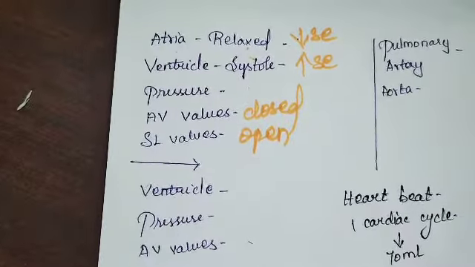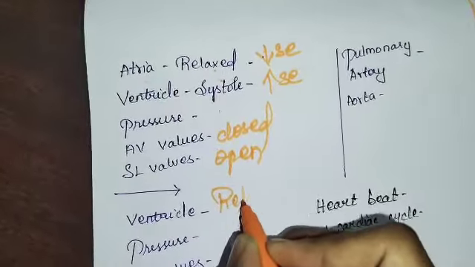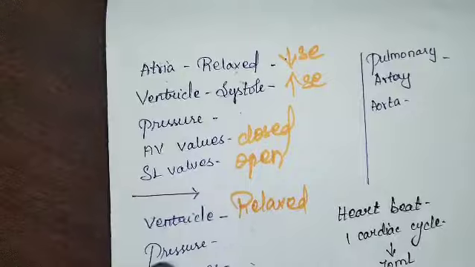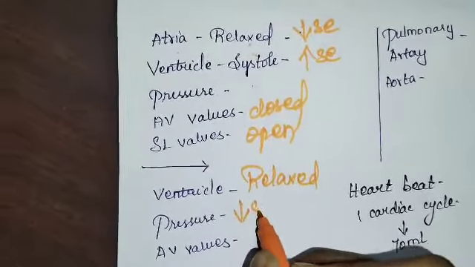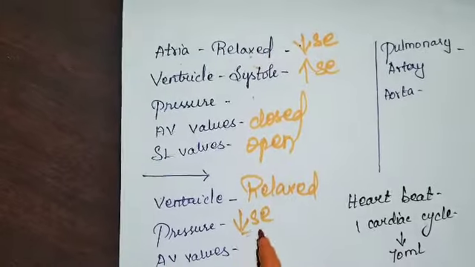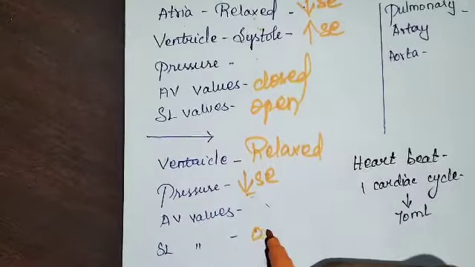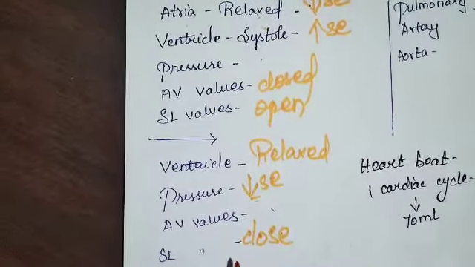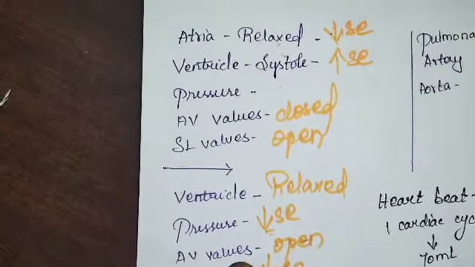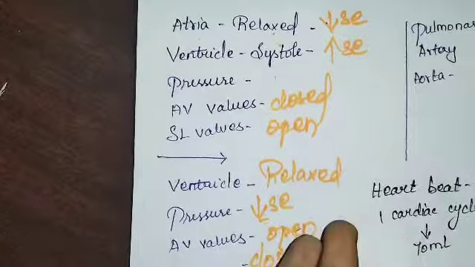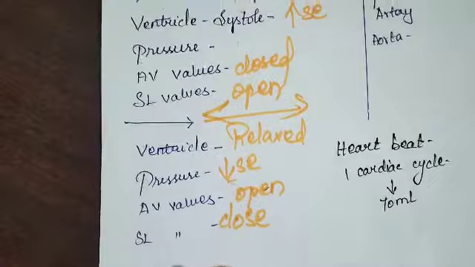And then the ventricles are in a relaxed position because they pushed the blood to the arteries, and then pressure decreases. Again, if pressure decreases here, then the semilunar valves close, and then the atrioventricular valves open. Then this is the cycle, the next cycle. So till this one cycle is completed, the second cycle starts.